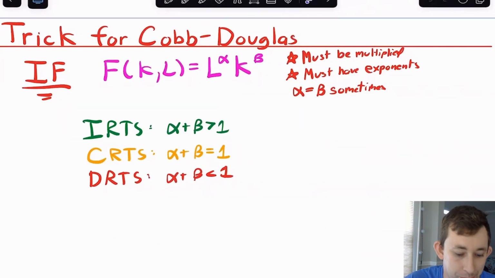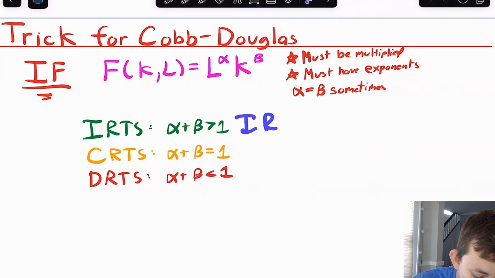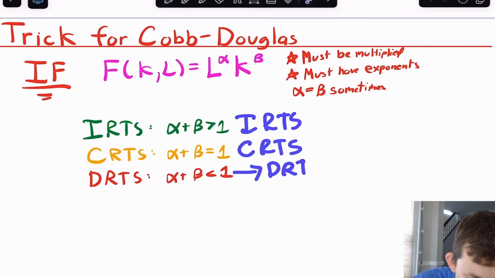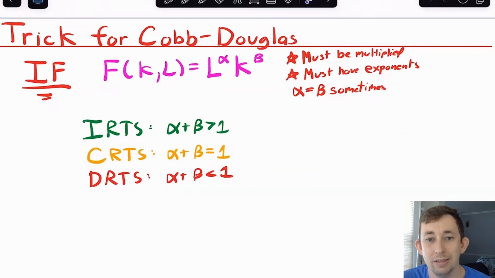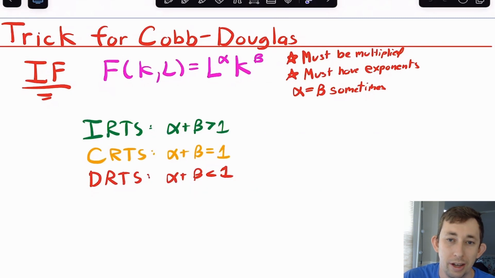Now what you're going to do is you're going to take these 2 exponents and you're just going to add them together. And you're going to ask yourself, is it greater, equal, or less than 1? Greater than 1, you have increasing returns to scale. Equal to 1, you have constant returns to scale. Less than 1, you have decreasing returns to scale. And you can very easily tell what sort of scale your production function has just looking at those exponents on your L and K.